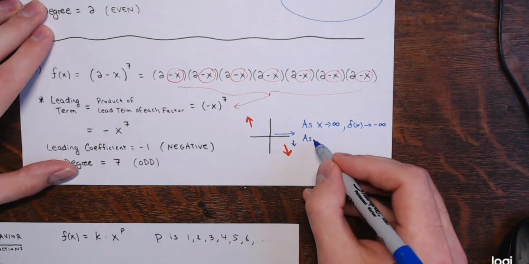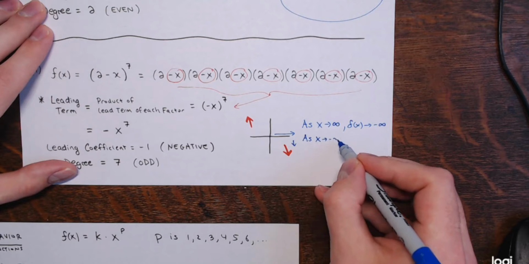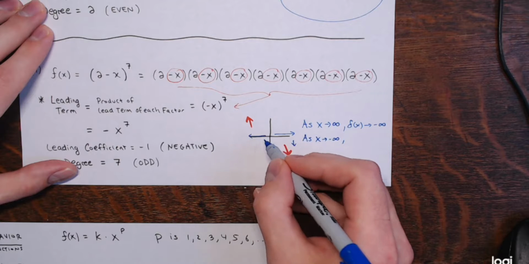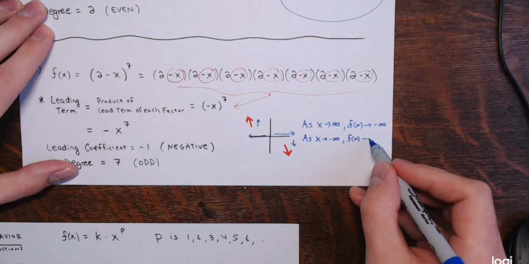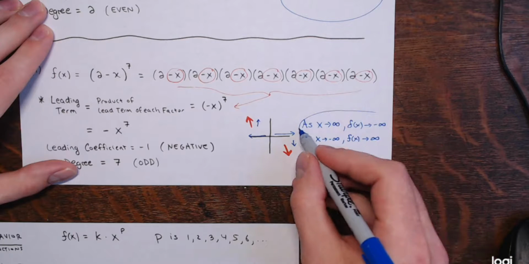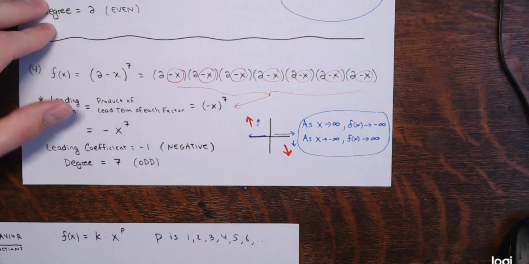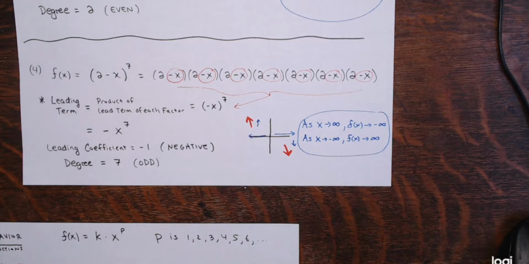And then the left end behavior, as x goes to negative infinity, going to the left end, the value of the function is going up, so f of x is going to positive infinity. And there you go, that's all they wanted from us, is describe the end behavior. Now let's actually verify it.